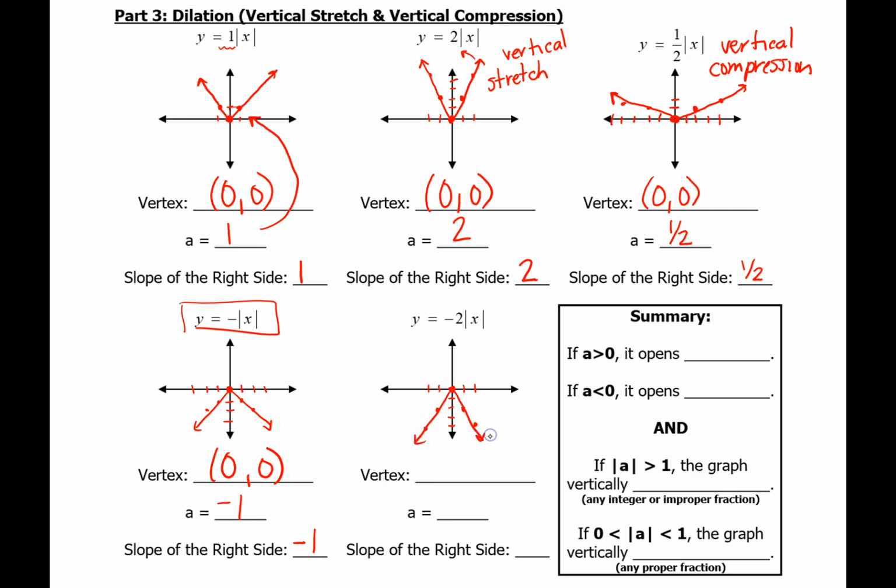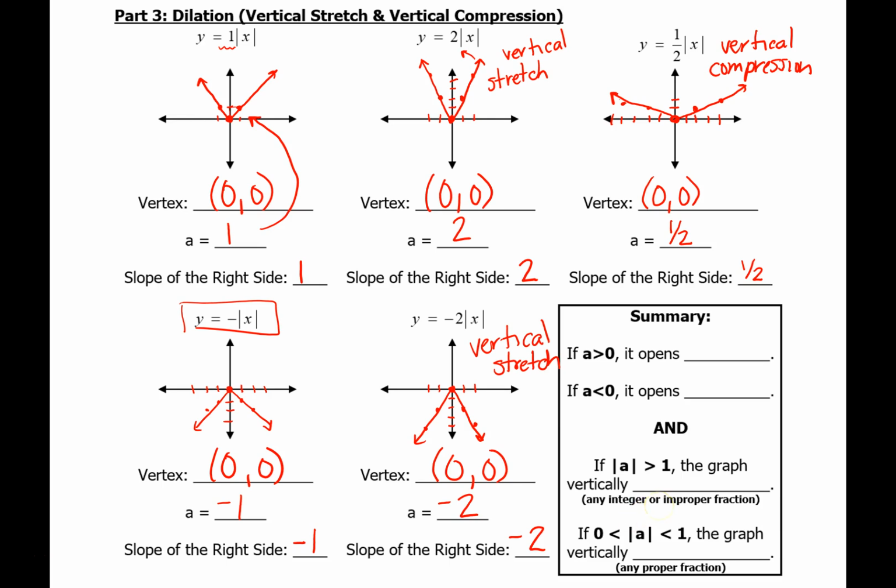So now we have a more narrow V shape. Our vertex is still 0, 0. That is not changed. That -2 a value changed my slope on the right side to be -2. So this one is a vertical stretch because it got more narrow. It got pulled down this time, but it's still that vertical pulling on it instead of pressing on it.